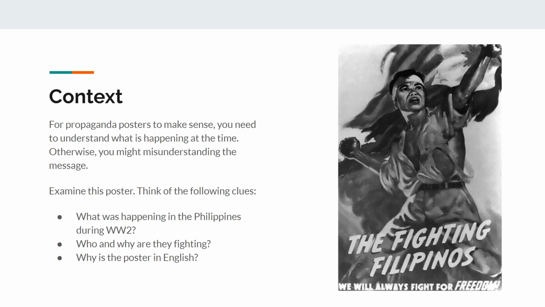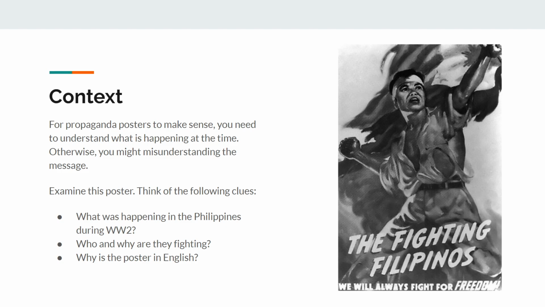But we know in this time frame, this is prior to like 1941. 1941, 1942, the Philippines fell to the Japanese. So that's where the resistance started to appear. So the Filipino people were trying to fight for the freedom against the Japanese. So that's the context. The final question is a point I want to remind you of because the language of the poster is important.